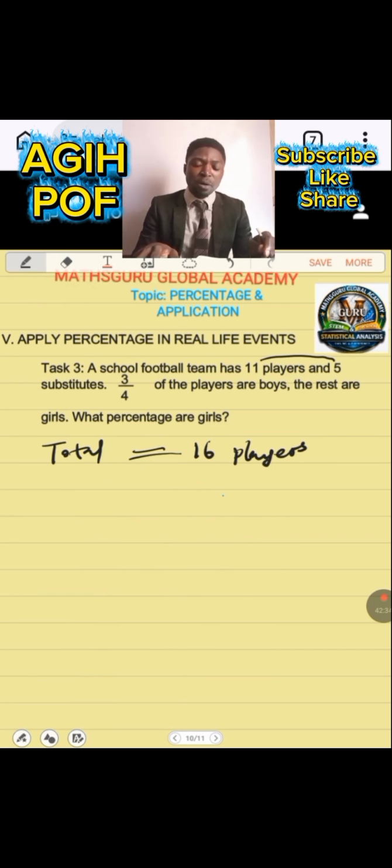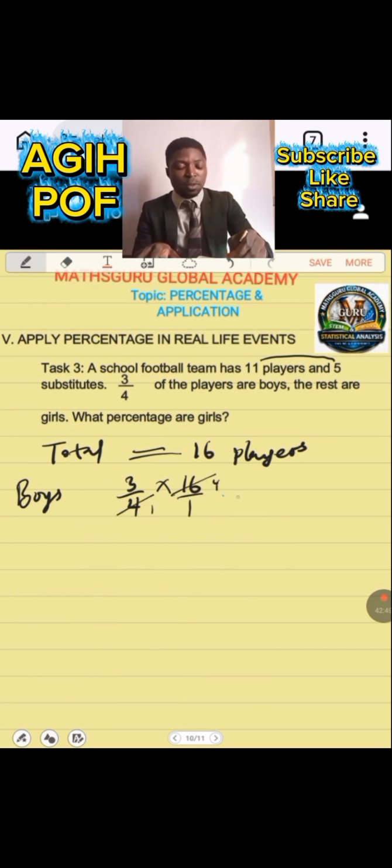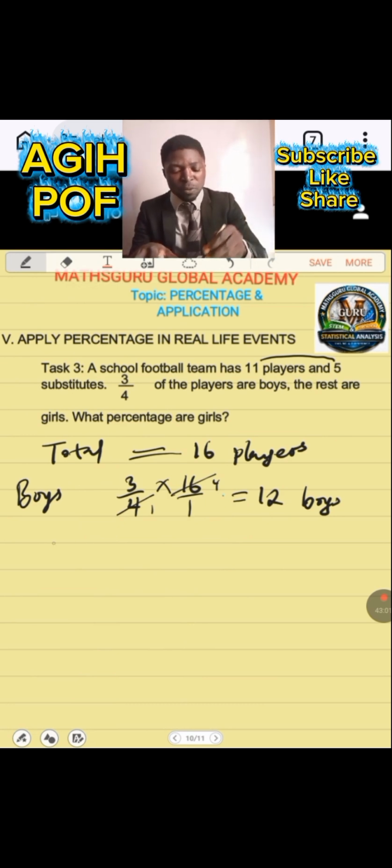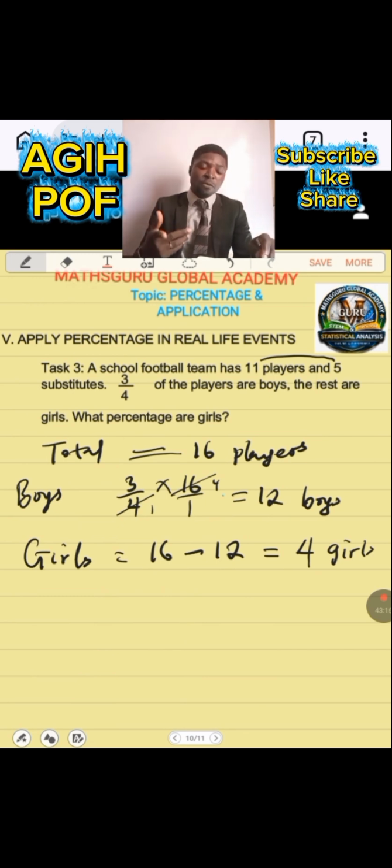3/4 of the players are boys. So for boys, we're going to have 3/4 times 16. And this 1, 4 in this 4. And we're going to have 3 times 4. So we're going to have 12 boys. How many girls do we have here? We are going to be left with girls will be 16 minus 12, which is 4. So it means we have 4 girls.